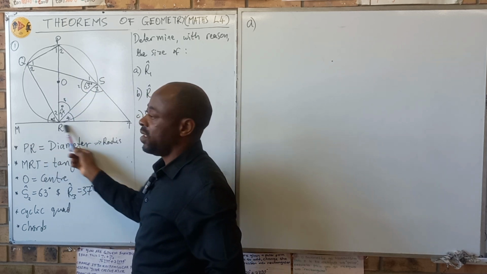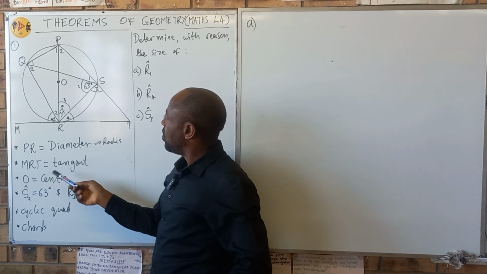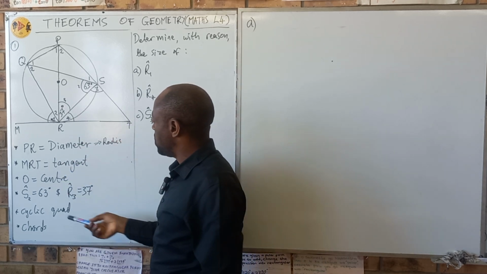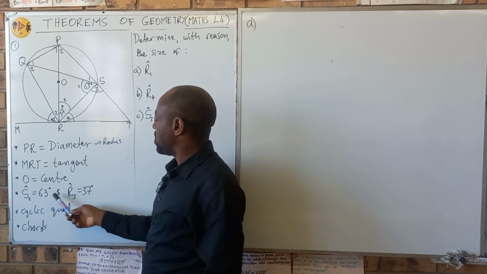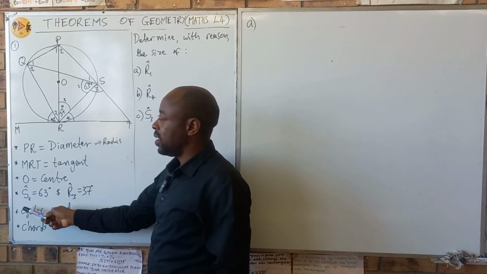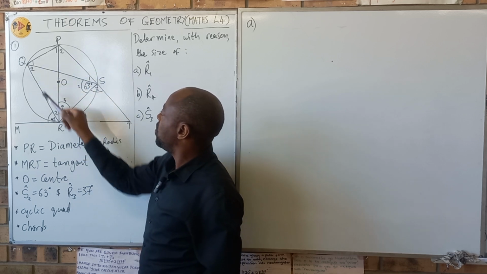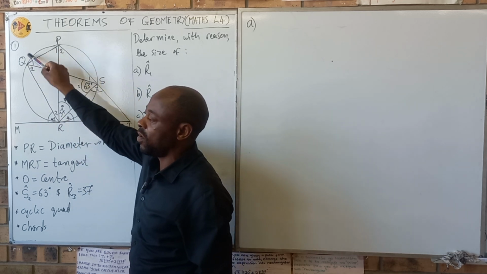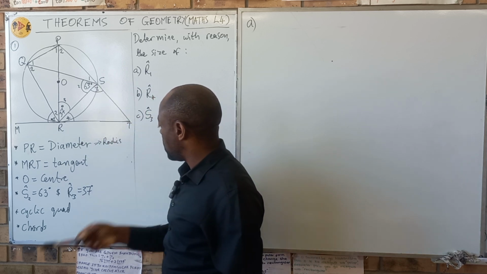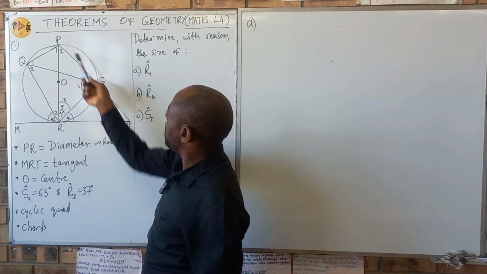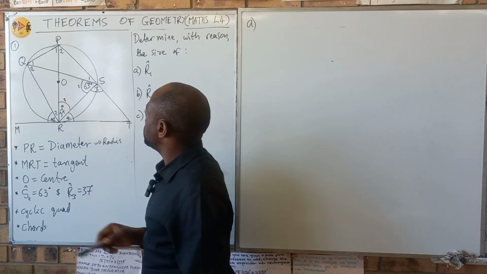Then I see my tangent, MRT. O is the center. I'm just trying to pick up the information that I see in the diagram. Then S2 is 63, R3 is 37, clearly written there. Then I see a cyclic quad, PQRS. It's a four-sided figure in the circle with the four corners touching the circle. Then I see some chords like QR, SR, PS, even QS, they are chords.